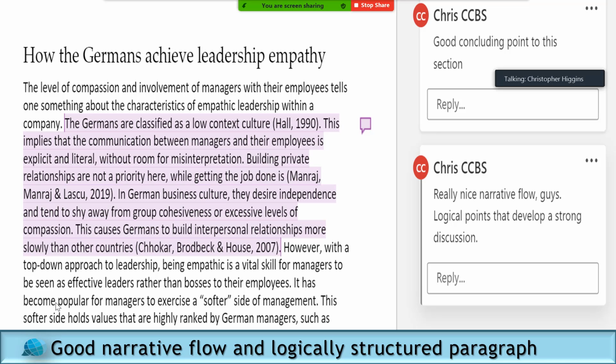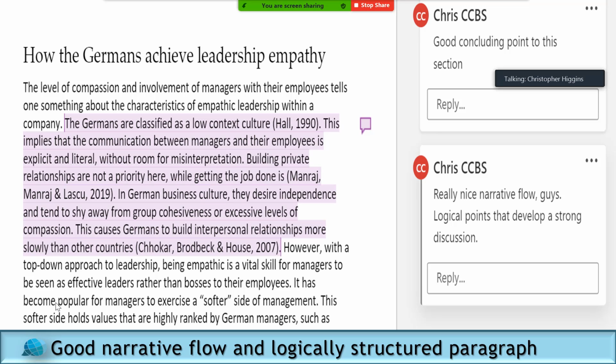So I'm using this example here as a good example of what I'm calling narrative flow and a logically structured paragraph. So this is from the empathy section. To read, the Germans are classified as a low context culture. So again, what's good here is that before your brain goes, what's low context? They already move on to this implies, so they're explaining that the communication between managers and their employees is explicit and literal without room for misinterpretation. Building private relationships are not a priority here, while getting the job done is. Then they have a reference. In German business culture, they desire independence and tend to shy away from group cohesiveness or excessive levels of compassion.